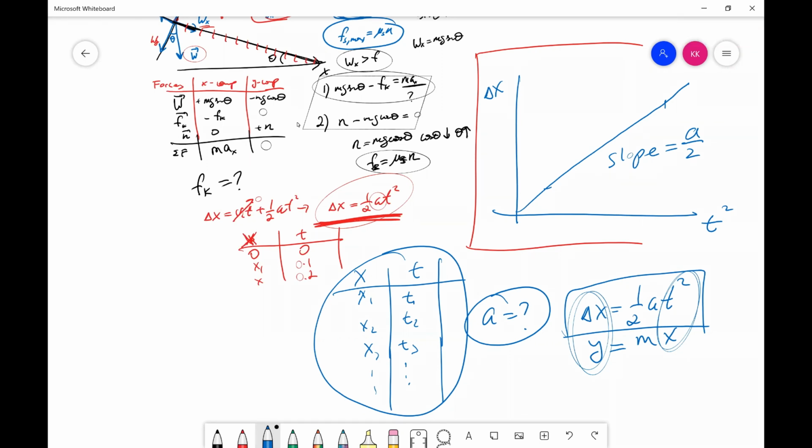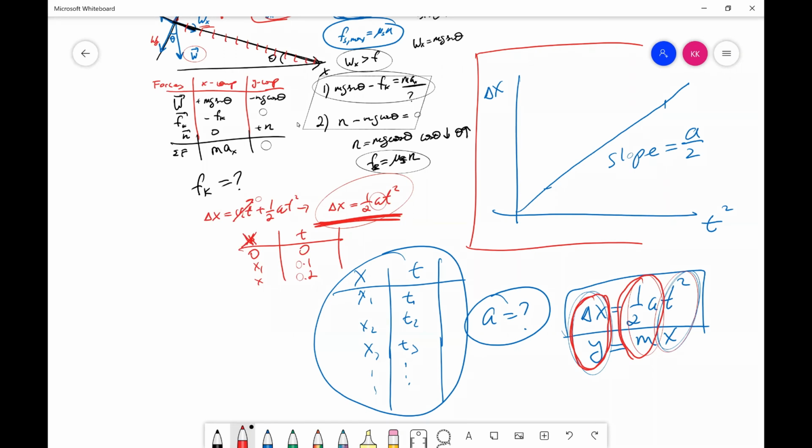Justin, is it you? Yeah. Yes. It's acceleration over 2 because it's right there, guys. It's right in front of you. You have to be able to read this equation. If I'm doing delta x as the y-axis and t square as the x-axis, then whatever coefficient is in front of the t square is your slope. Means the slope is a/2, your acceleration over 2.